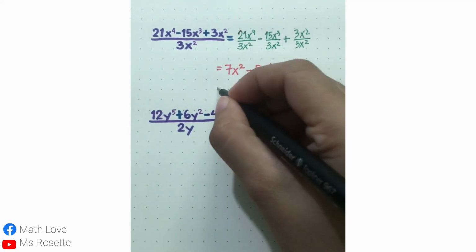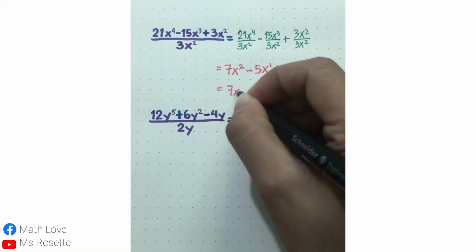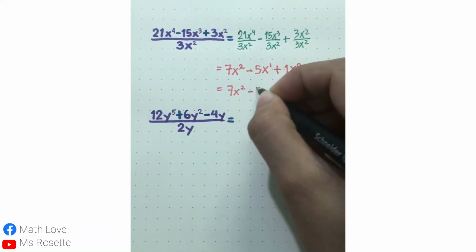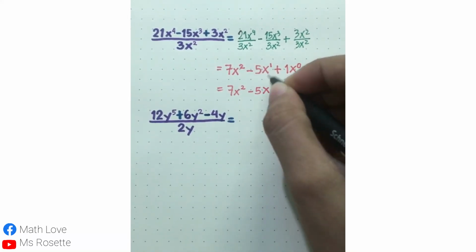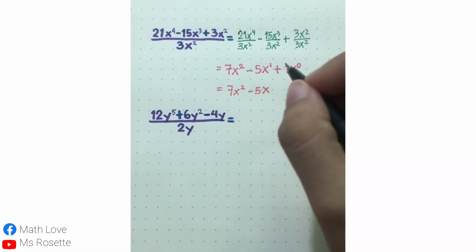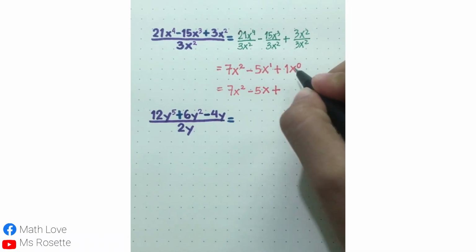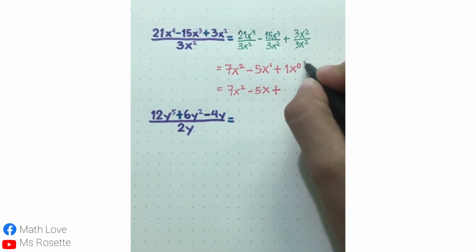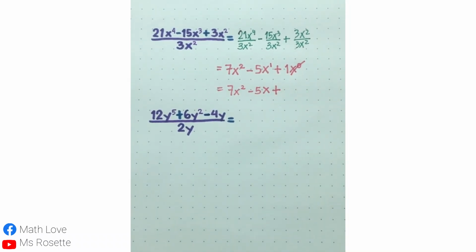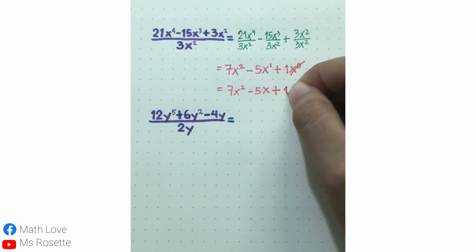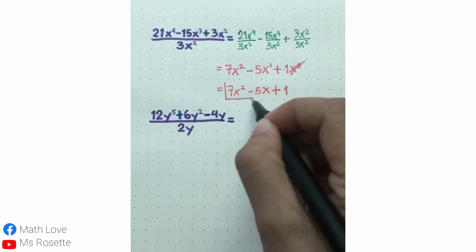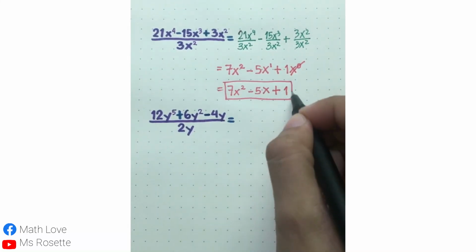Now, i-rewrite natin yung answer. So, copy lang tong 7x squared. And then, minus 5x raised to 1. Yung raised to 1 sa algebra ay hindi na natin sinusulat. So, 5x na lang siya. Then, plus, etong x raised to 0, mawawala na yan. Kasi nga, 0 na, wala nang x. So, ang matitira na lang dyan ay yung 1. So, yung answer natin ay 7x squared minus 5x plus 1.